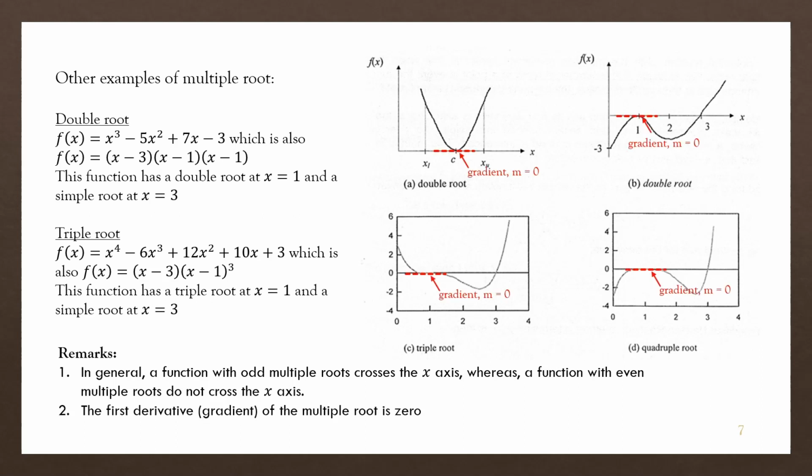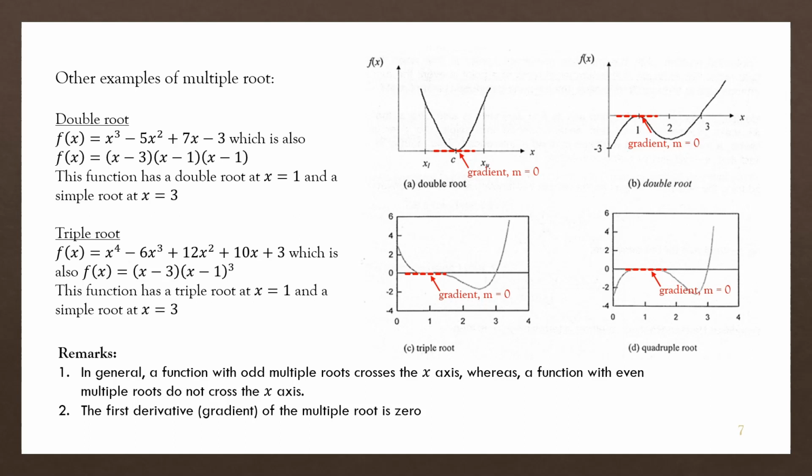The other thing that you can observe in this figure is that the first derivative of the curve at the multiple root is 0, or in other words, the gradient of the function at the particular multiple root is equal to 0. So why do we talk about this? Because we will use this behavior or observation in order to lay out the method to solve multiple roots.